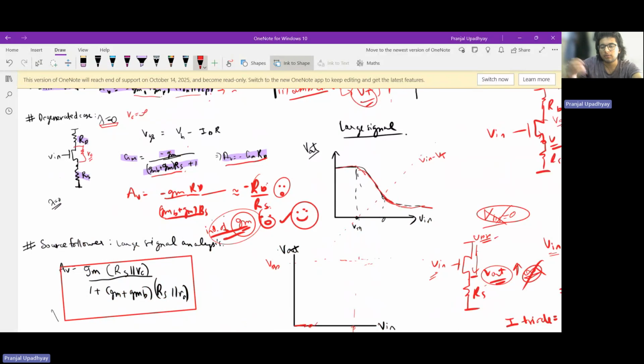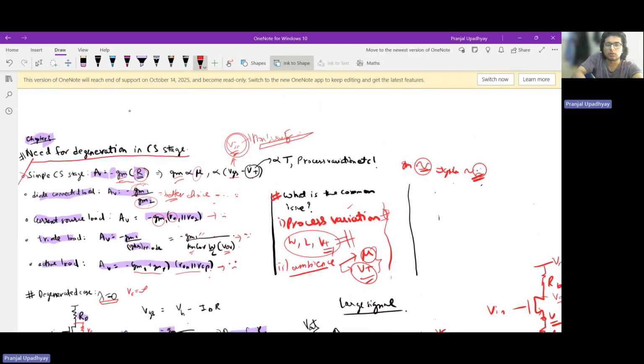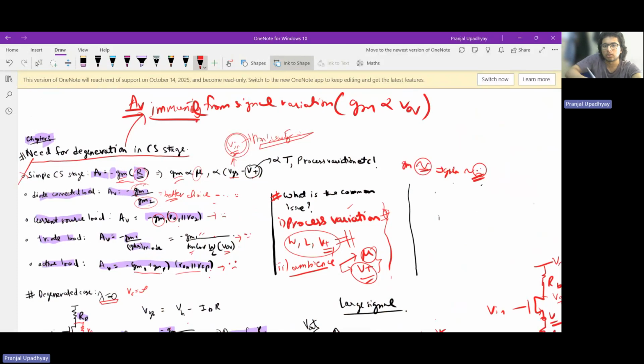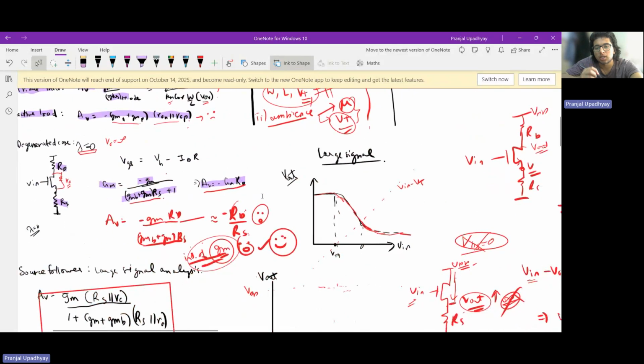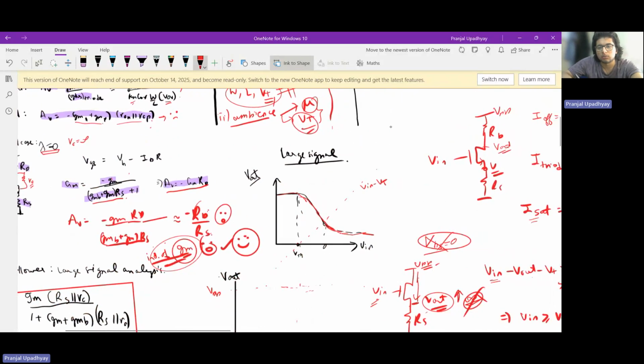To summarize, the need for common source degeneration is to make the gain AV immune from signal variation, which is basically GM, which was proportional to the overdrive voltage. That is the basic idea. Now let us quickly discuss the large signal behavior of the common source.